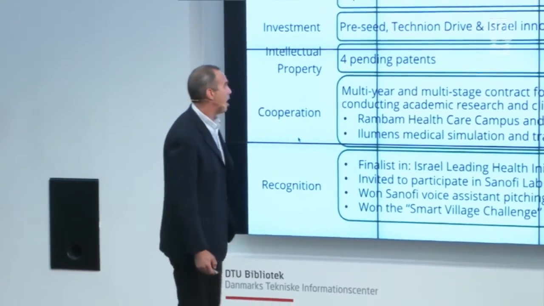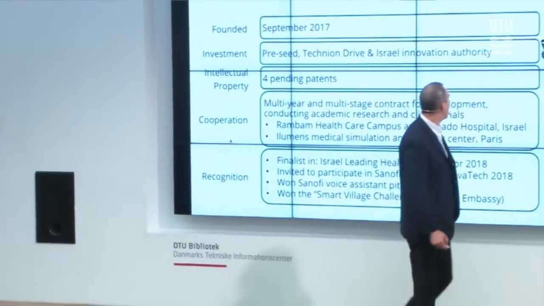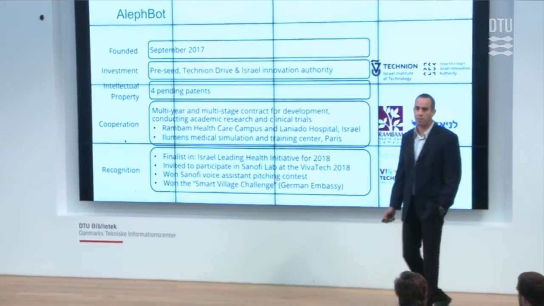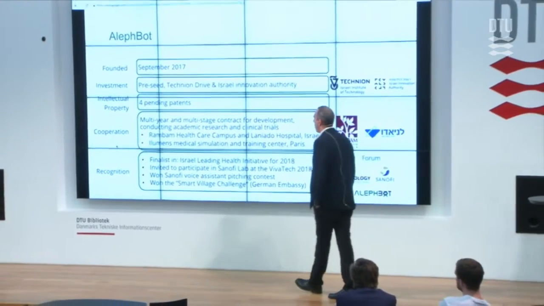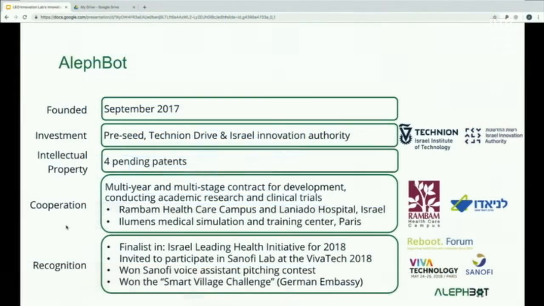A few words about Ahlefeldt. Founded last year, we are a pre-seed company of the Technion, and were funded by the Israeli Innovation Authority. We have 4 pending patents, and we are about to file another 2 patents. We have a multi-stage and multi-year contract with Rambam, which is a trauma level 1 hospital in Israel, and with Laniado Hospital, and also with a simulation center in Paris. We have installed our prototype version of the product in those hospitals, and we plan to conduct an academic research on our product.